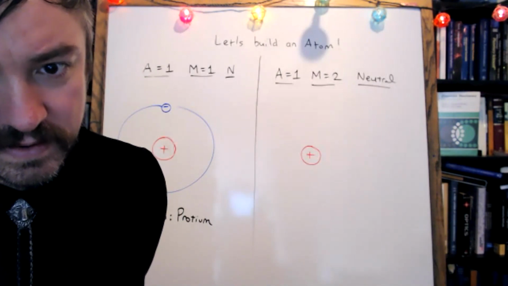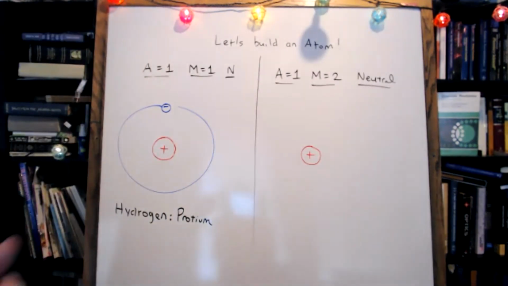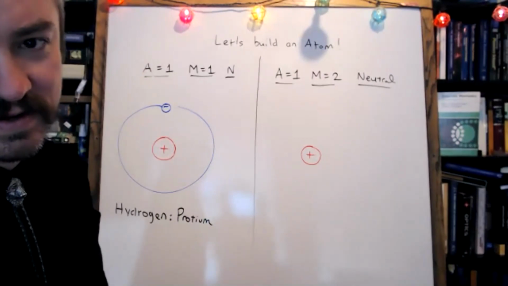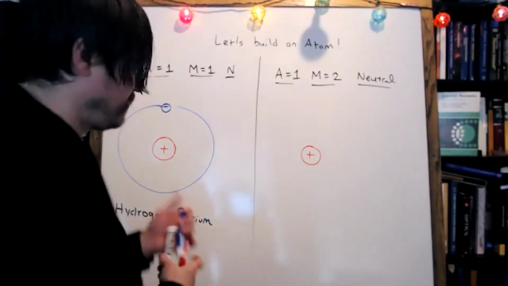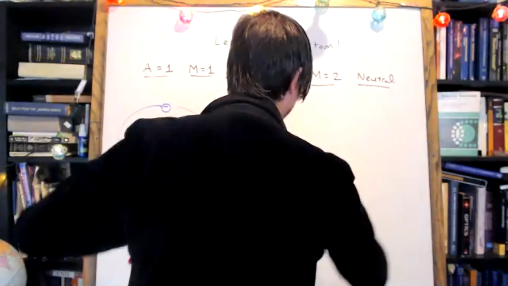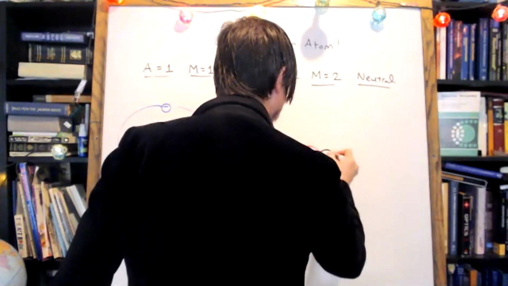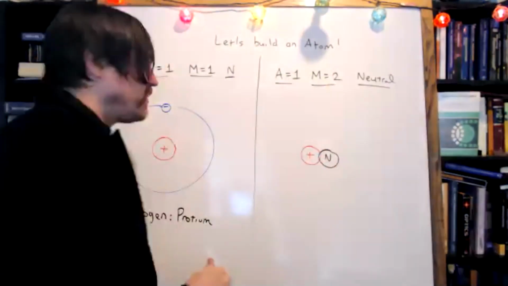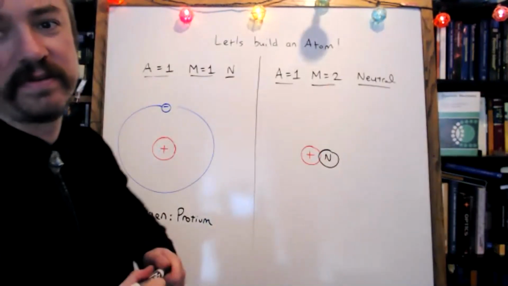Or it'll only be 1. Which is it? 1. Now, if I add 1 neutron, I have 2 nucleons. Good.